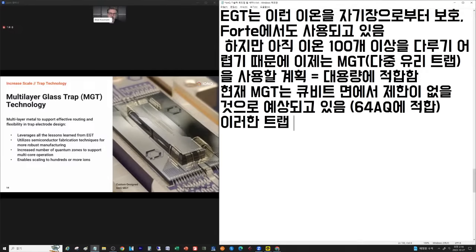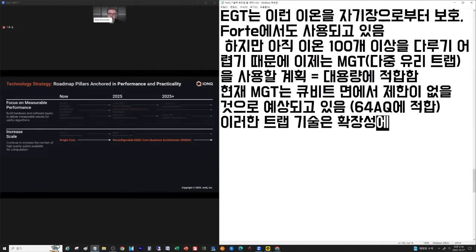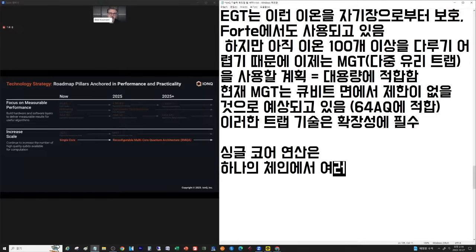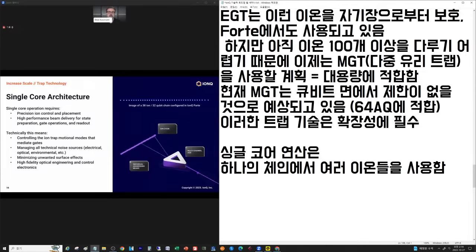And so I want to jump now to our single core and the multi-core aspects of scaling. So a key aspect in single core operation, and that we've talked about quite a bit, is getting that large number of qubits in a single chain. Okay. In single core operation, you need precision ion control and placement, as well as high performance beam delivery for state prep, gate operations, as well as readout.